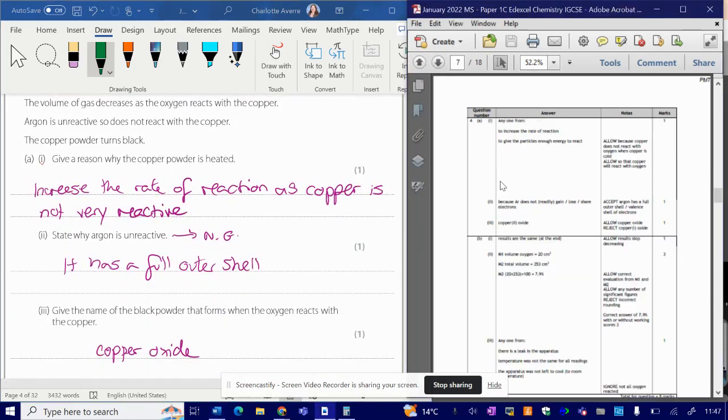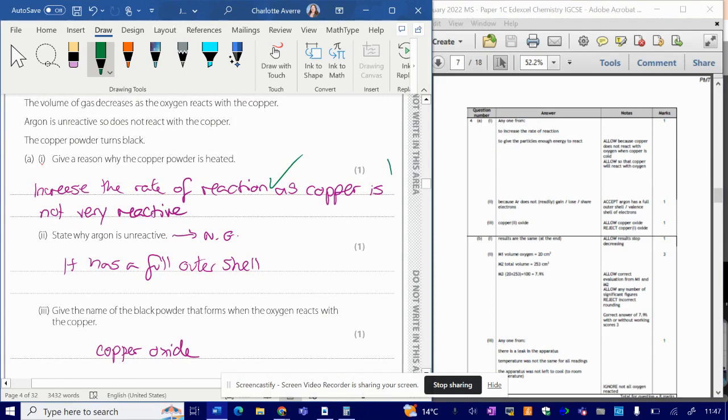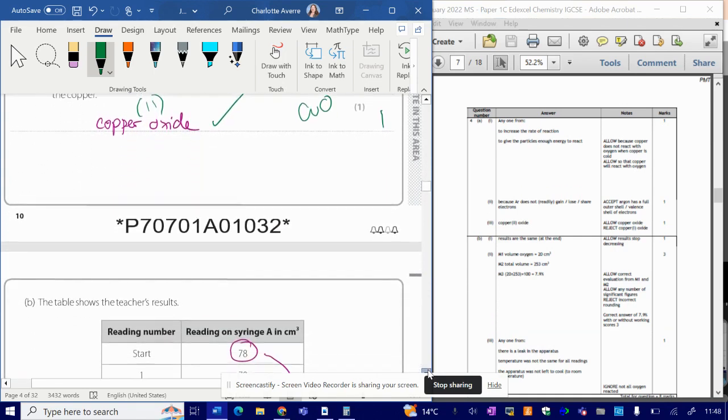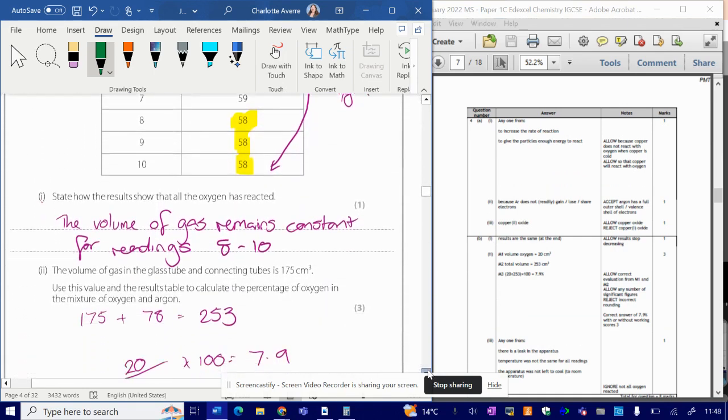Next question. Okay, increase the rate of reaction, fine. Also mentions in the side bit there about copper not reacting with oxygen at room temperature. Argon does not readily lose, gain or share electrons, except it has a full outer shell, so no problems. And copper oxide at the side. Technically should be copper 2 oxide, because when you look at the formula it's CuO, and so it will be copper 2. However, it does say in the sidebar accept copper oxide, so we would still get the marks there.